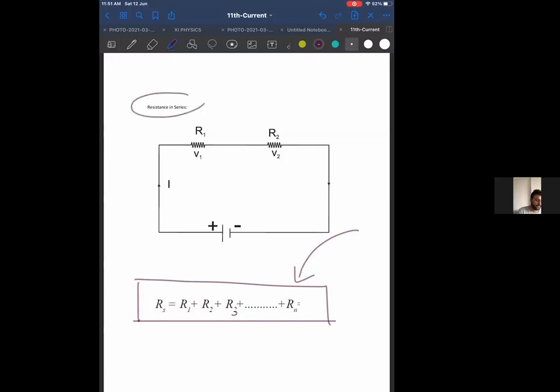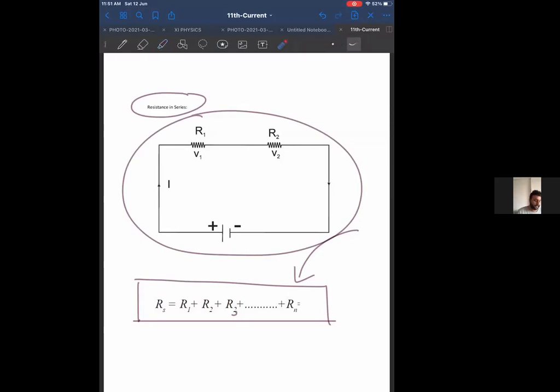Write down resistance in series as a side heading. Draw the diagram and write down when resistances are connected in series, the equivalent series resistance. This is called Rs. That means series resistance is equal to R1 plus R2 plus dot dot dot Rn. Okay, start. This is called equivalent series resistance. Make a note of it.